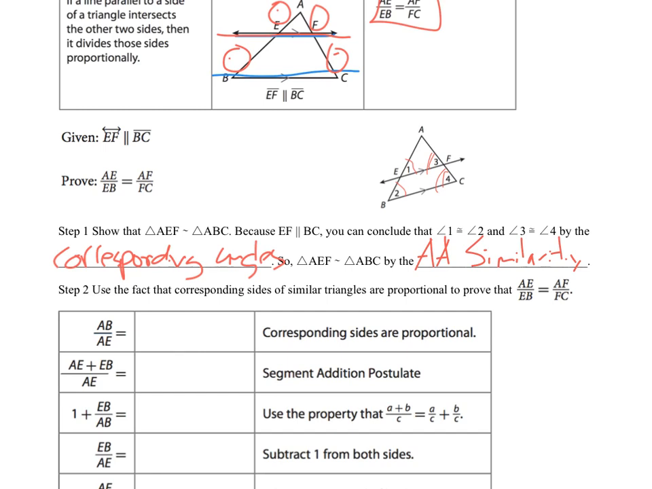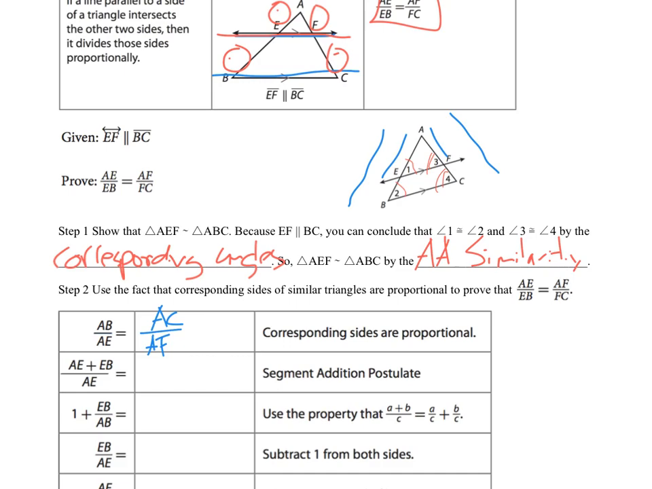So I know that AB in my bigger triangle is to AE in my smaller triangle, which then means AC over here is to AF there. So just setting up that proportionality between our 2 triangles.